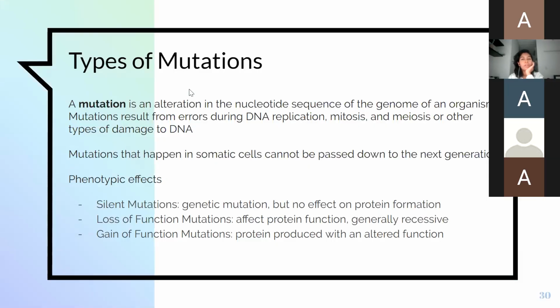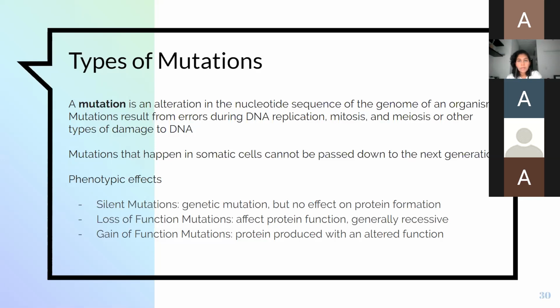So what is a mutation? A mutation is just an alteration of the nucleotide sequence of a genome. This can happen during replication, mitosis, meiosis, and it can also be due to damage to DNA from UV light, different carcinogens, things like that. Mutations that happen in somatic cells, your normal body cells, can't be passed on to the next generation. But mutations that happen in your germ cells, your egg cells and sperm, the gametes, can be passed on to the next generation.